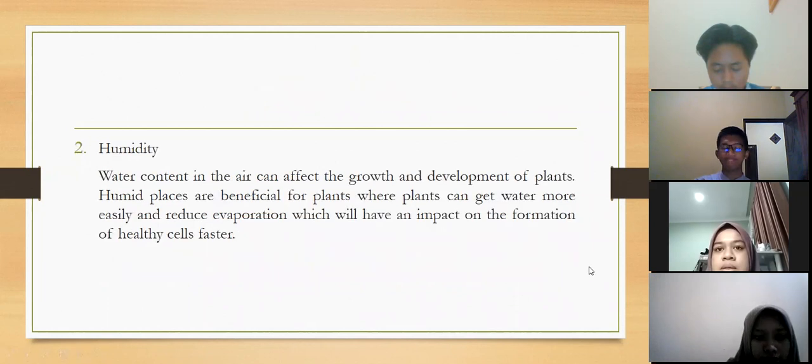Next. The second is humidity. Water content in the air can affect the growth and development of plants. Humid places are beneficial for plants, where plants can get water more easily and reduce evaporation, which will have an impact on the formation of healthy cells faster.